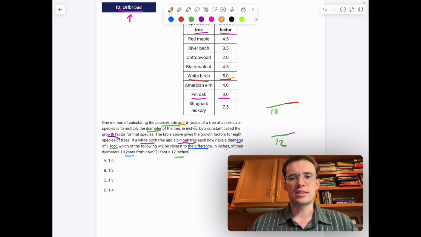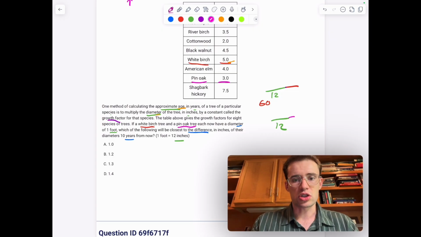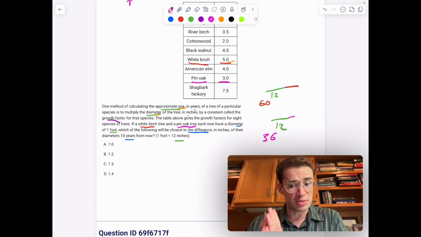So for instance, right now they're both 12, right? So the white birch, that means it's 5 times 12. This white birch is approximately 60 years old. And the pin oak, the growth factor is 3. So 3 times 12, that's 36. So it's approximately 36 years old. But they're the same size.